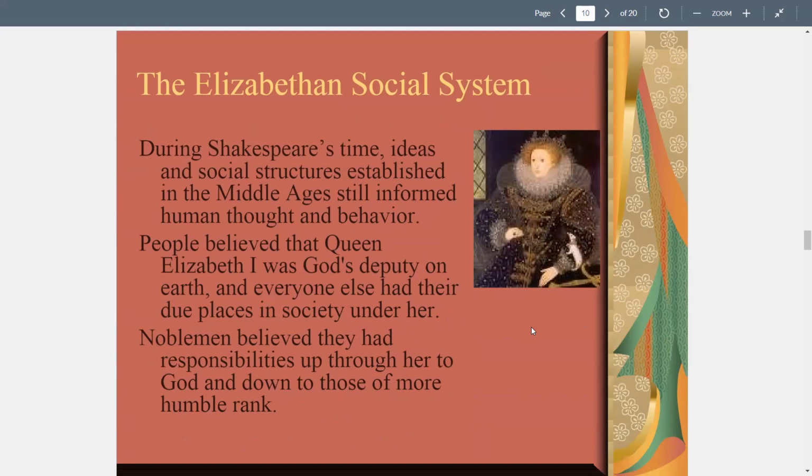People believed that Queen Elizabeth I was God's deputy on earth, and everyone else had their due places in society under her. And noblemen believed they had responsibilities up through her to God and down to those of more humble rank. Again, there were a lot of threats to the Elizabethan social system politics.